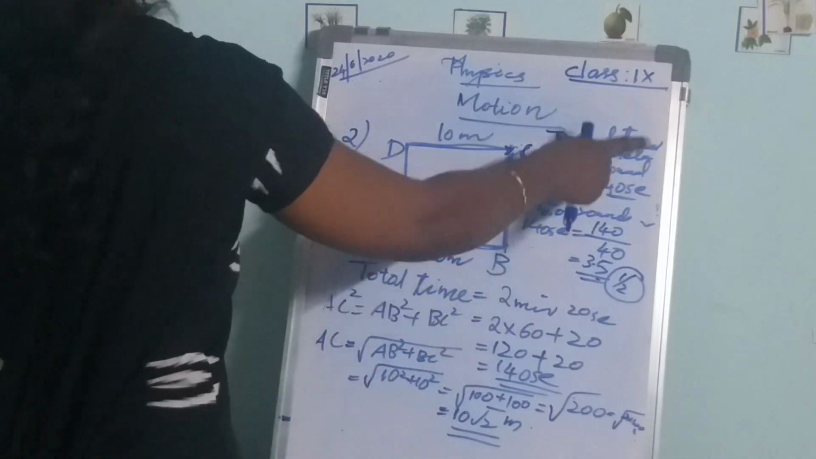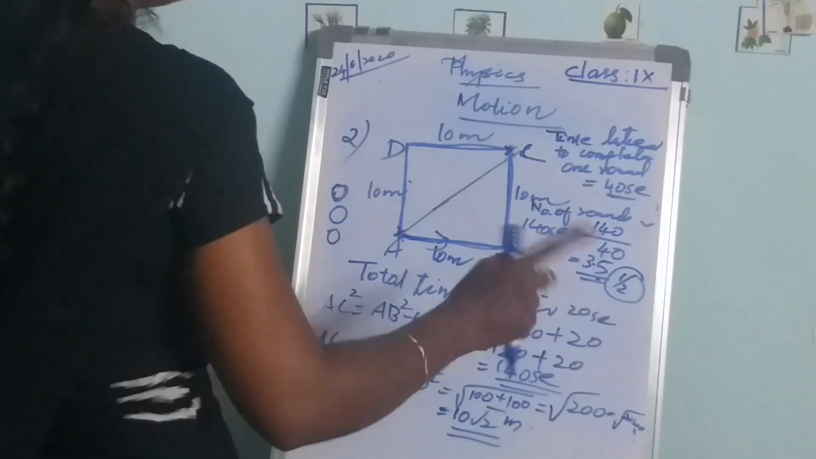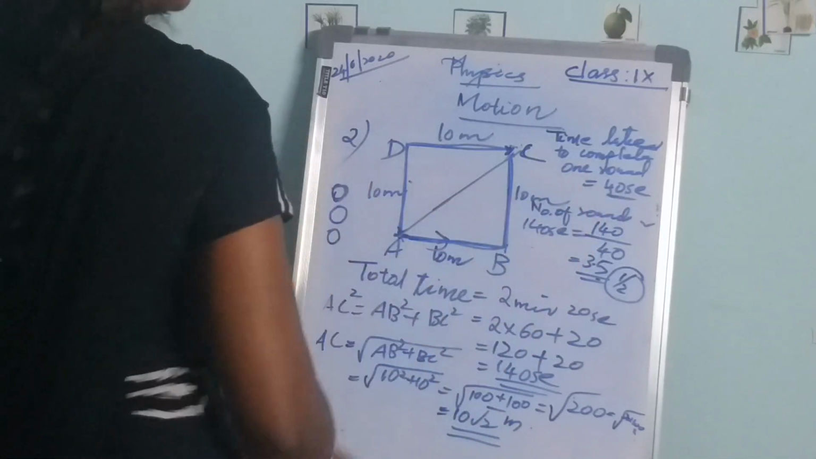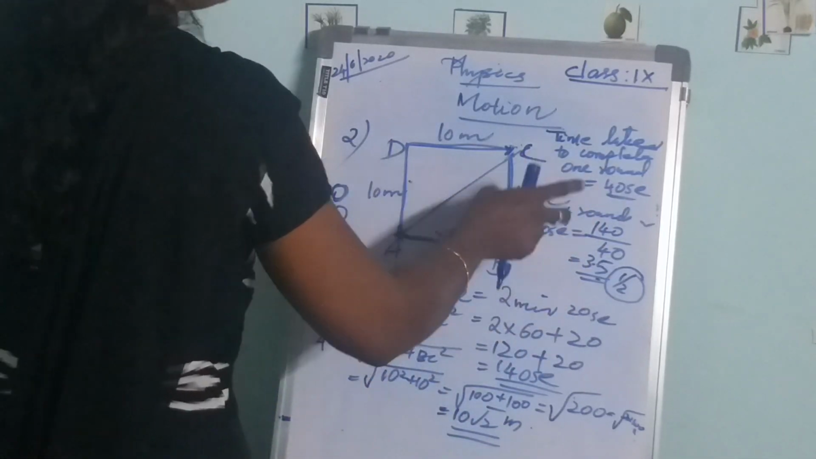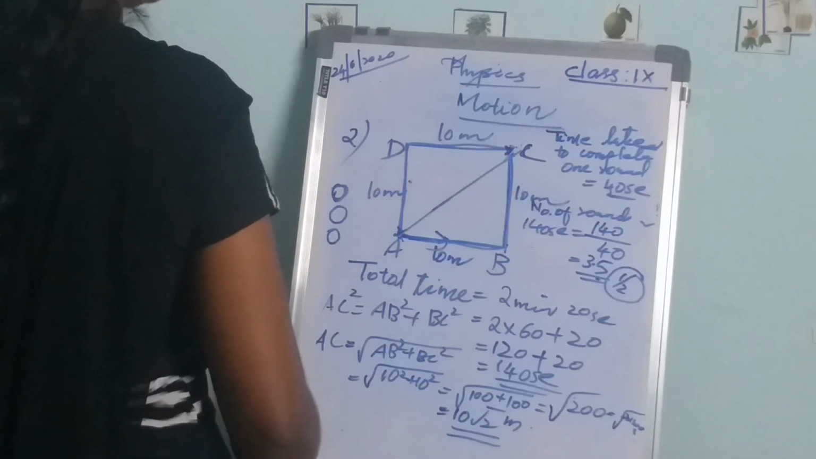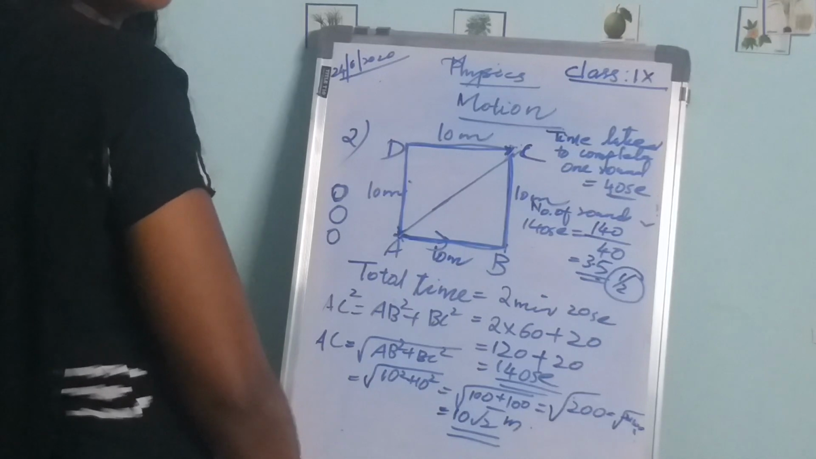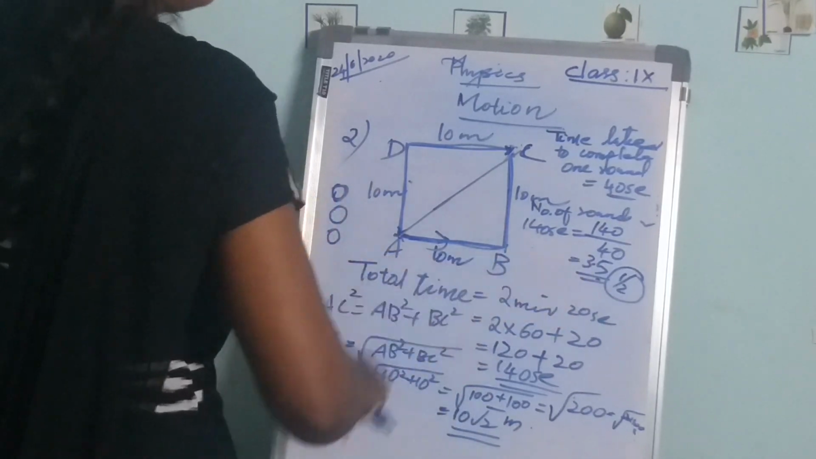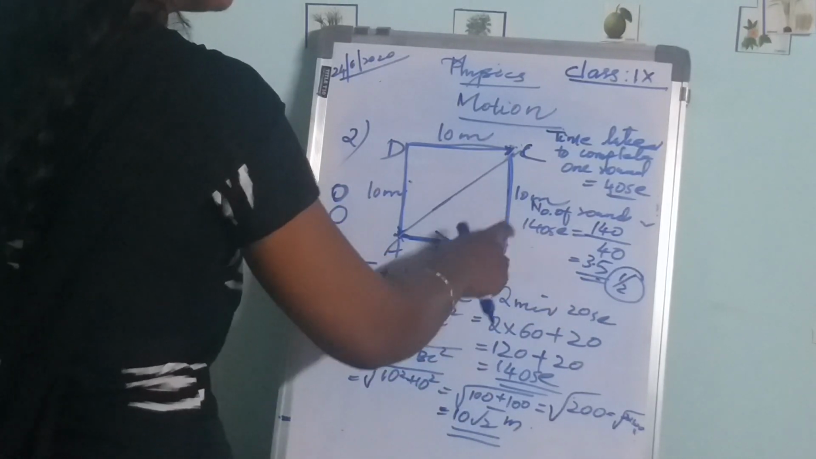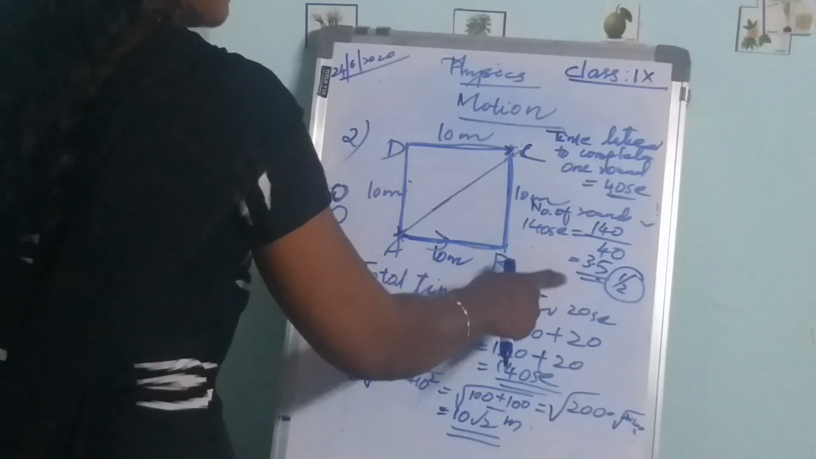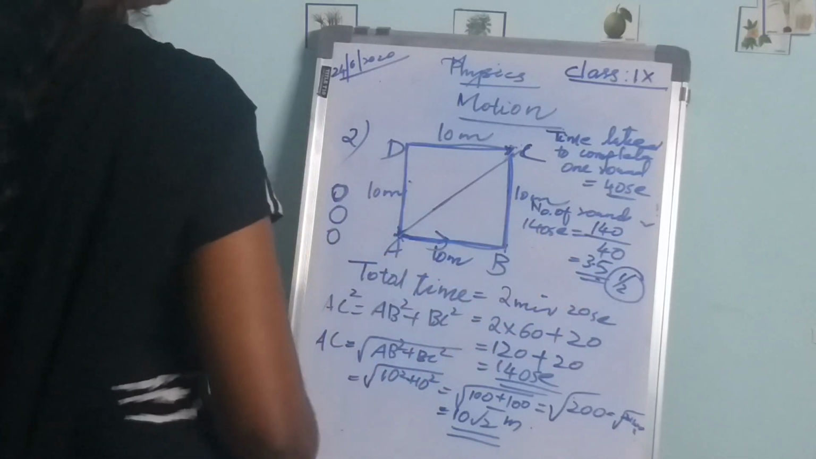In the question, the time taken to complete one round is given as 40 seconds. Then we have to find the number of rounds completed in 140 seconds. That is 140 divided by 40, which is equal to 3.5. So during 140 seconds the farmer covers 3.5 rounds.